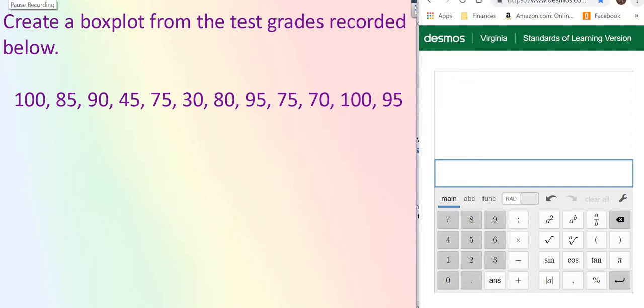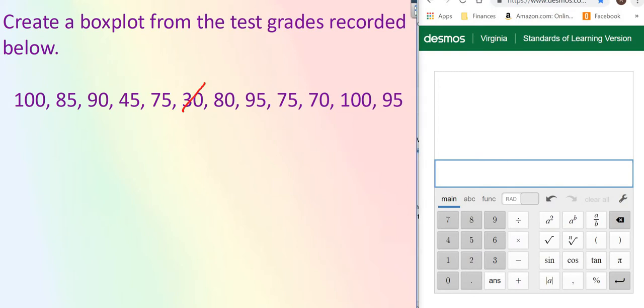Okay, there's a lot of numbers here, so this is going to be kind of hard to do neatly, but I'm going to do my best to do it. You're going to create a box plot from the test grades recorded. Your first step is always to write your numbers in order from lowest to greatest.